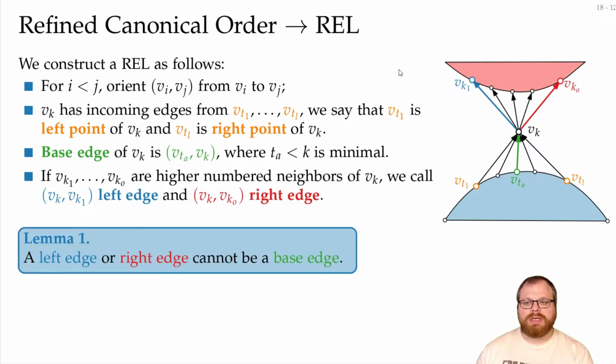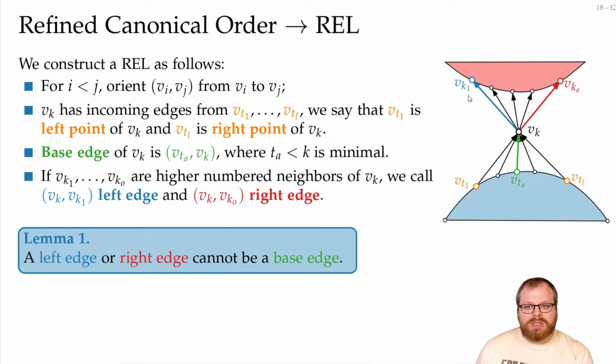First, we want to show that no edge gets two colors. So a left edge or a right edge cannot be a base edge. By definition, an edge cannot be a left edge and a right edge at the same time, because there are always at least two neighbors. This is where this part comes into play. If we have only one neighbor in the remaining graph, then the left and the right edge are the same, and we don't get a regular edge labeling.